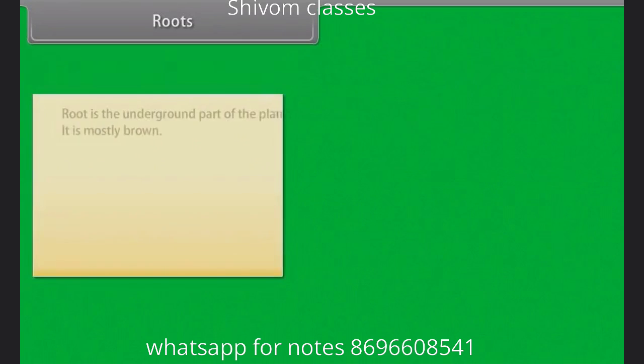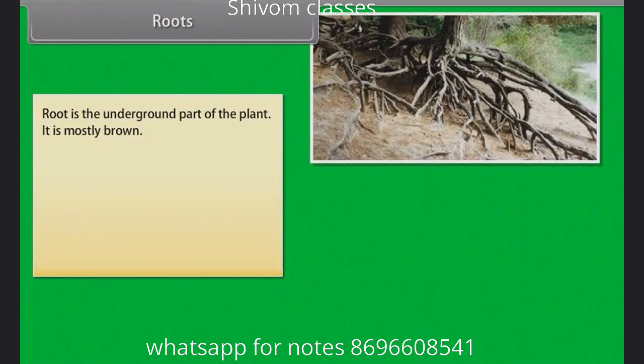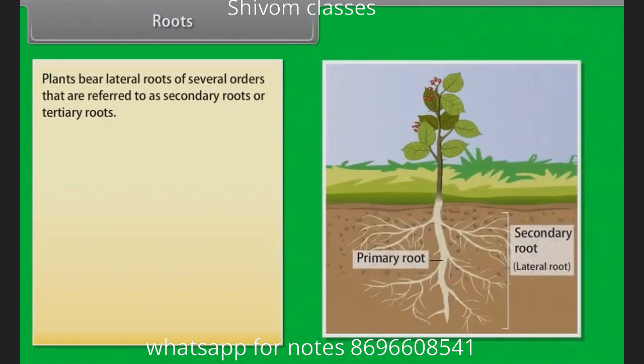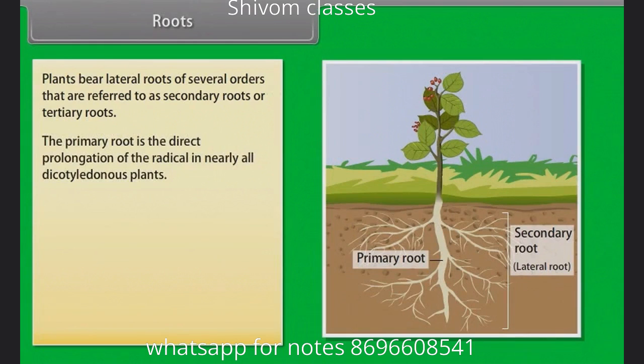Roots. Root is the underground part of the plant. It is mostly brown. Root is positively geotropic, positively hydrotropic, and negatively phototropic. The branches of root arise from inner region, so it is endogenous. Plants bear lateral roots of several orders that are referred to as secondary roots or tertiary roots. The primary root is the direct prolongation of the radicle in nearly all dicotyledonous plants.